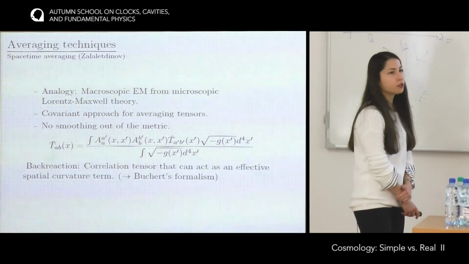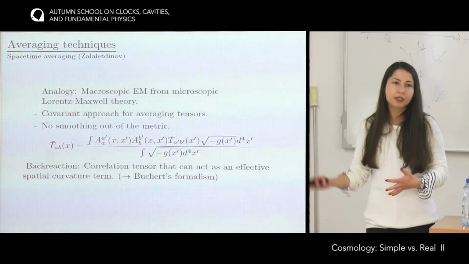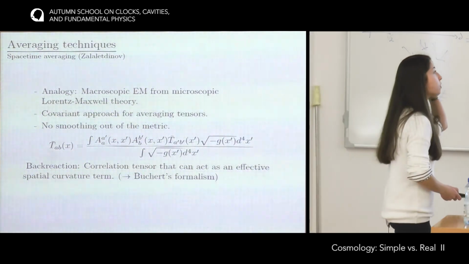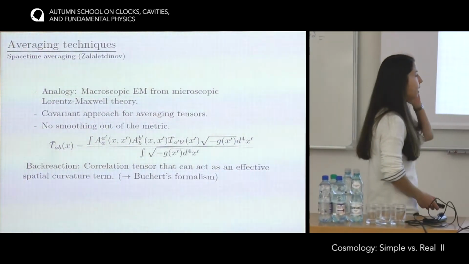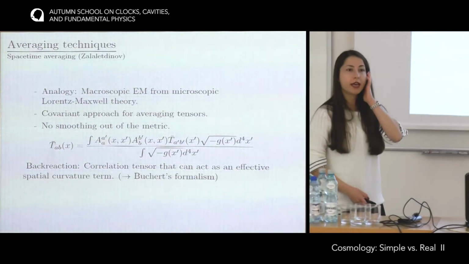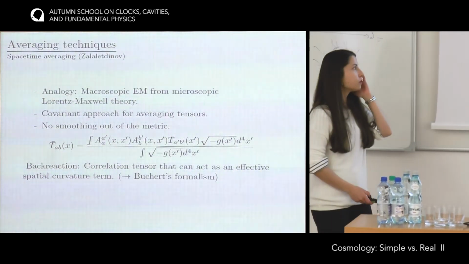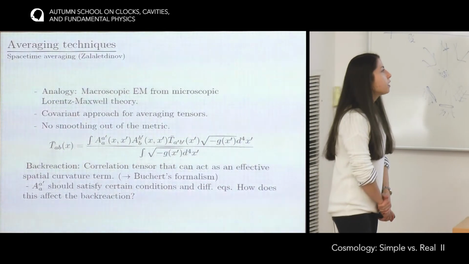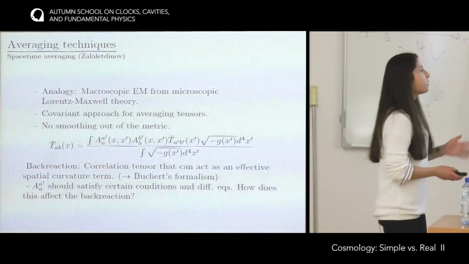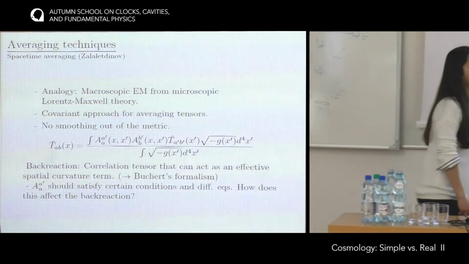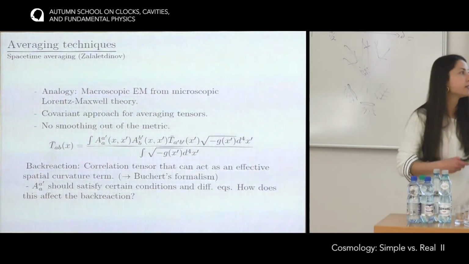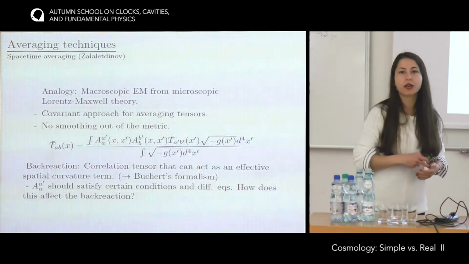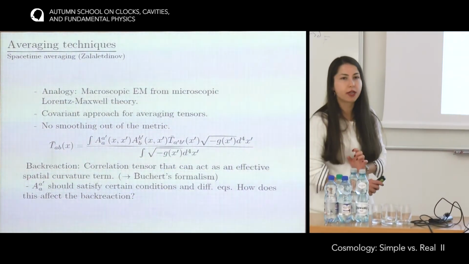So here, this back reaction term that I was talking about, that effectively gives this accelerated expansion effect, shows up as a correlation tensor and in the spatial curvature term. And when you take a certain limit, it actually gives the results of the Buchert formalism. But the caveat is that this parallel propagator should satisfy certain conditions and differential equations. And it's tricky to really put your finger on how this affects the magnitude of the back reaction term.